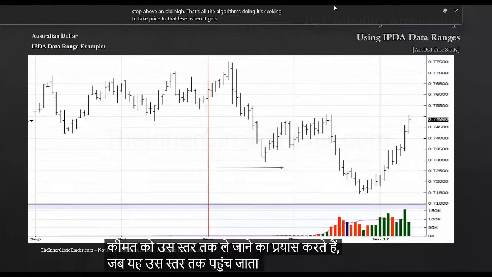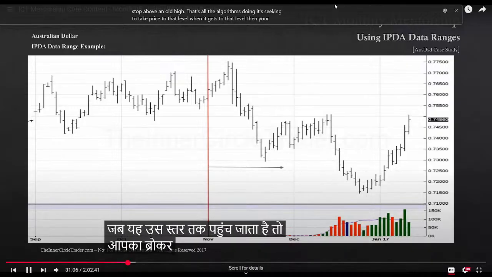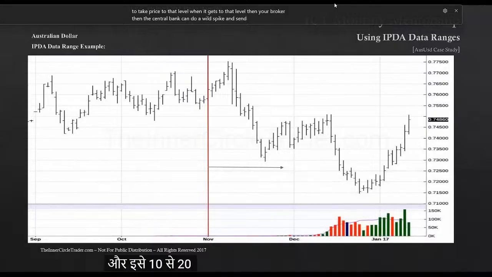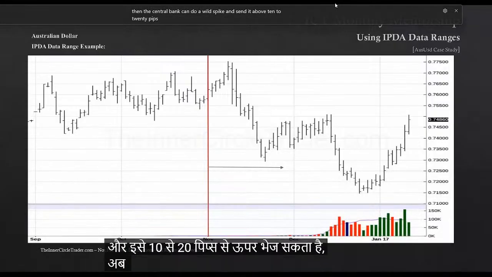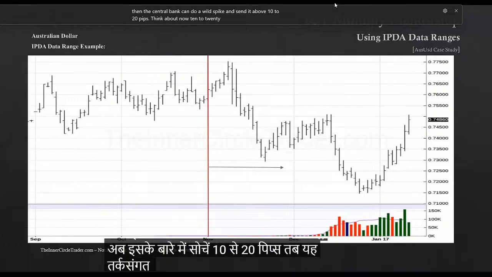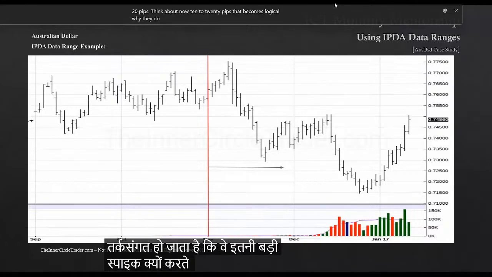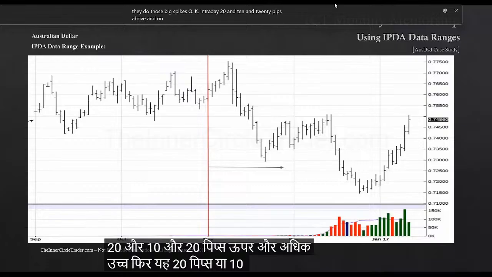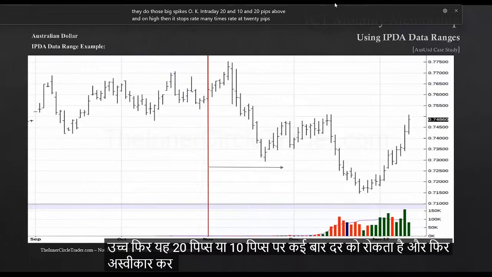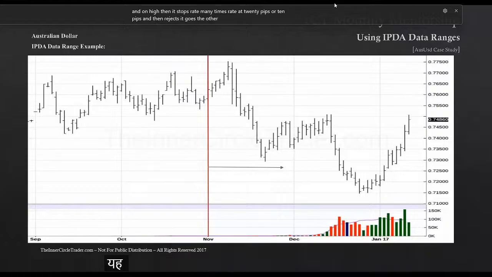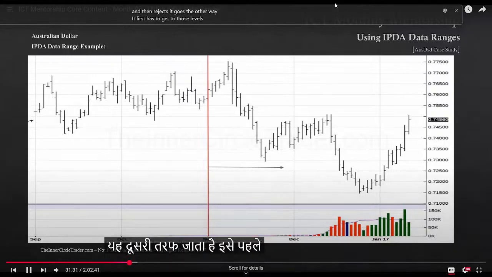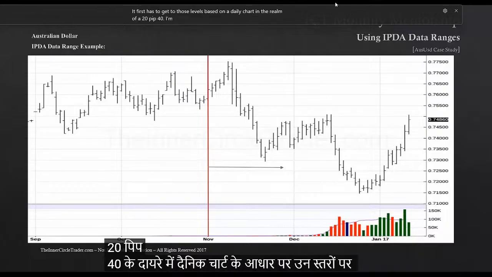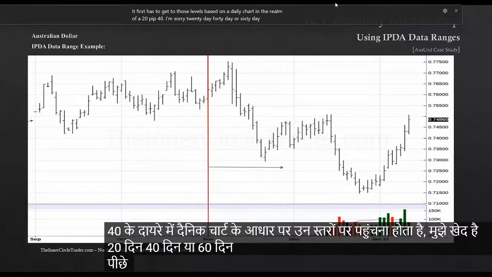When it gets to that level, then your broker, then the central bank can do a wild spike and send it above 10 to 20 pips. Think about it now, 10 to 20 pips. Then it becomes logical why they do those big spikes, intraday, 10 and 20 pips above an old high. Then it stops many times right at 20 pips or 10 pips and then rejects it, goes the other way. It first has to get to those levels based on a daily chart in the realm of a 20-day, 40-day, or 60-day look back and then cast forward.